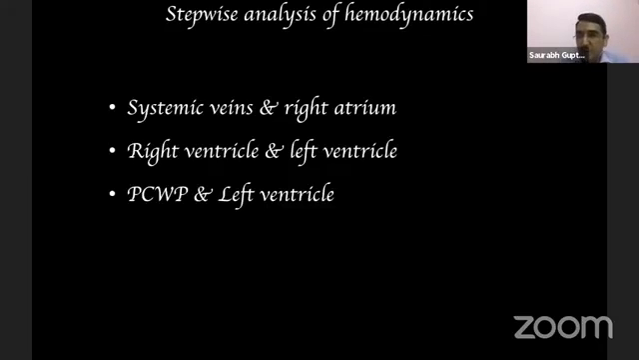Now, let's go to stepwise analysis of hemodynamics. So first we look at systemic veins and right atrium because they are connected to each other. Then we will look at right ventricle and left ventricle. Then we will look at what happens to capillary wedge and left ventricle.